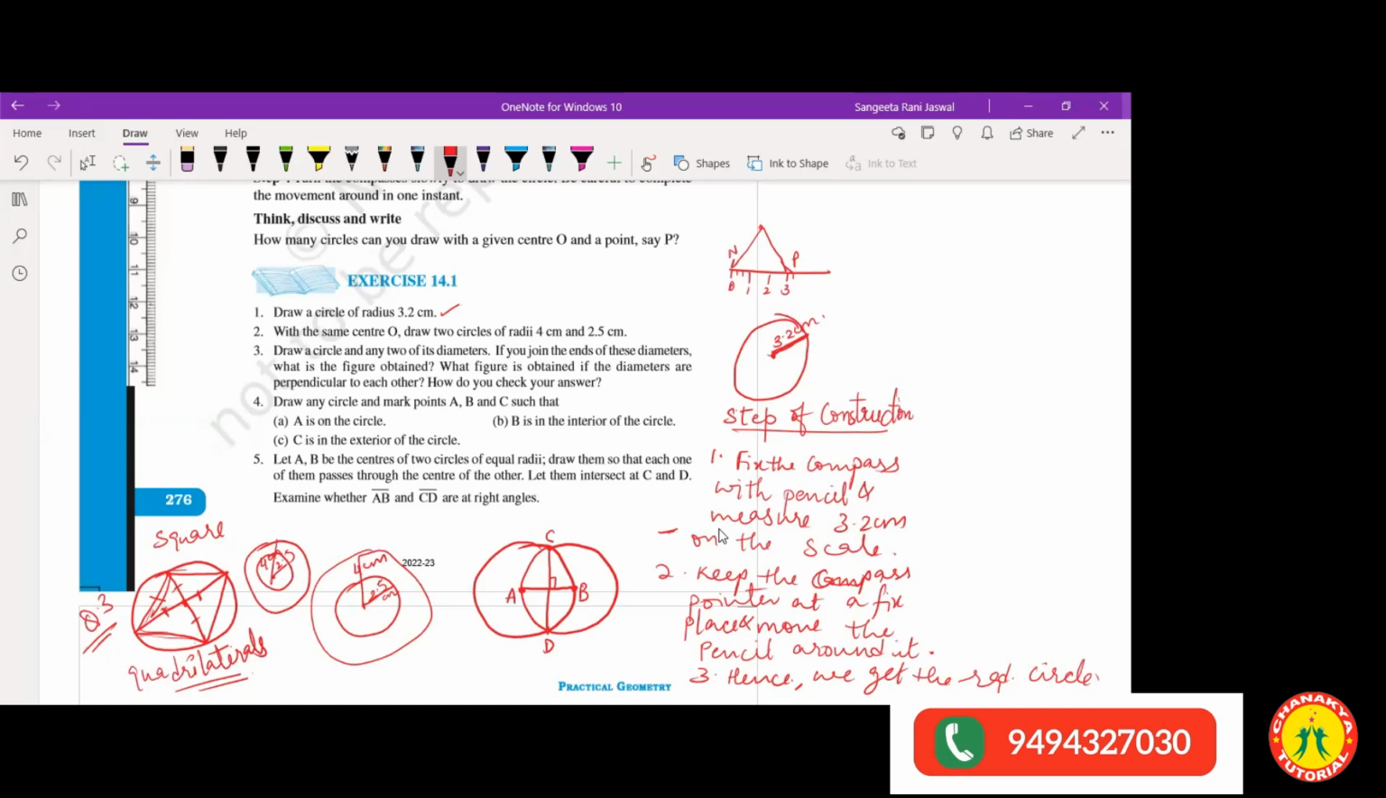Now, one more thing I'll tell you in this, which is not written in this question. Look here, everyone. If you join A to C and A to D and B to C and B to D, we get a quadrilateral figure like this. And here we can say that AD is equal to AC because they are radii of the same circle, isn't it?